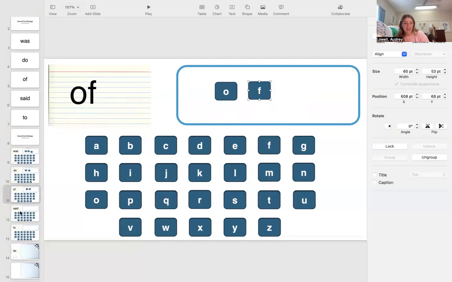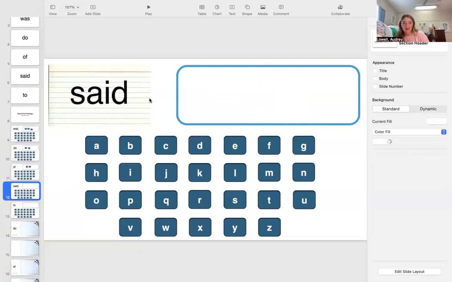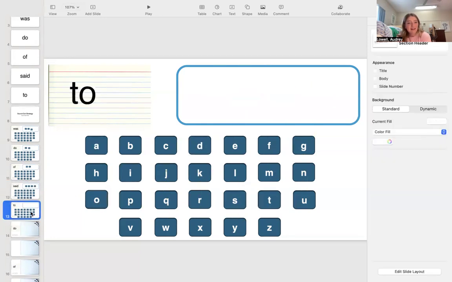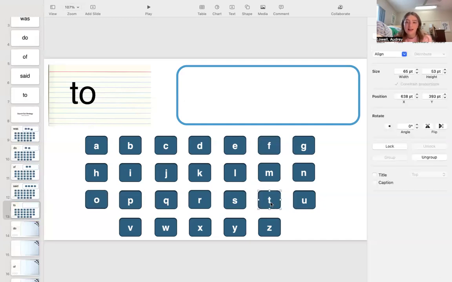Of. Next, the word said. How do you spell said? S-A-I-D. Now we're going to grab the letters. Said. S-A-I-D. Said. Lastly, we have the word to. How do you spell the word to? T-O. So let's grab those. T-O. To. Great job.